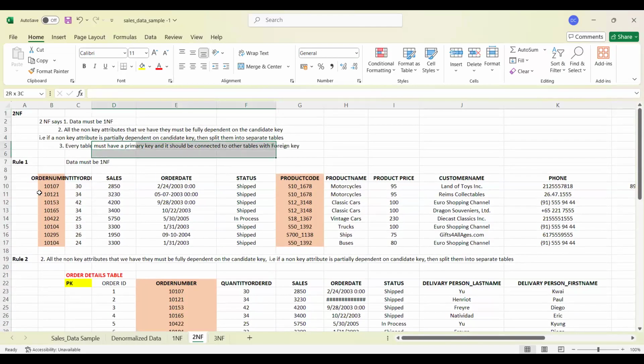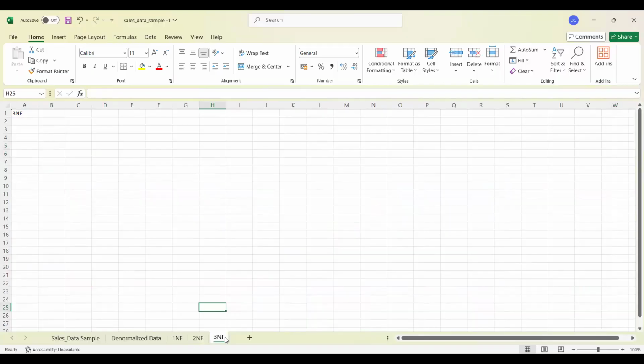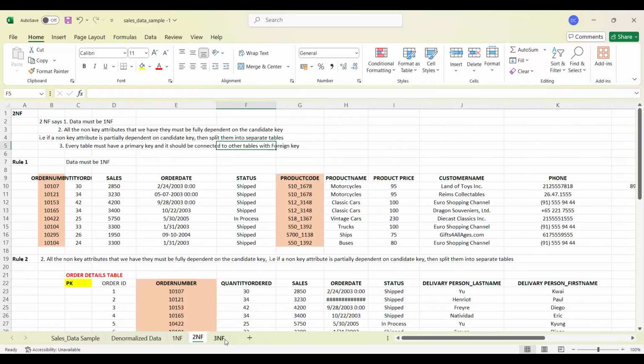And because the last rule is also satisfied, we created a primary key and we created foreign keys. Yes, ma'am, clear. Great. One more is there now, 3NF. It is not finishing at all, but this 3NF is simple. I think we will finish it today.